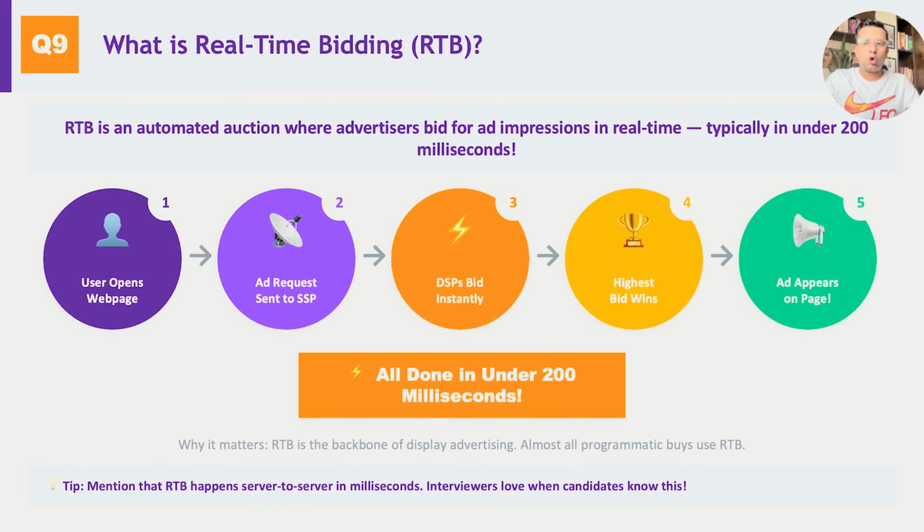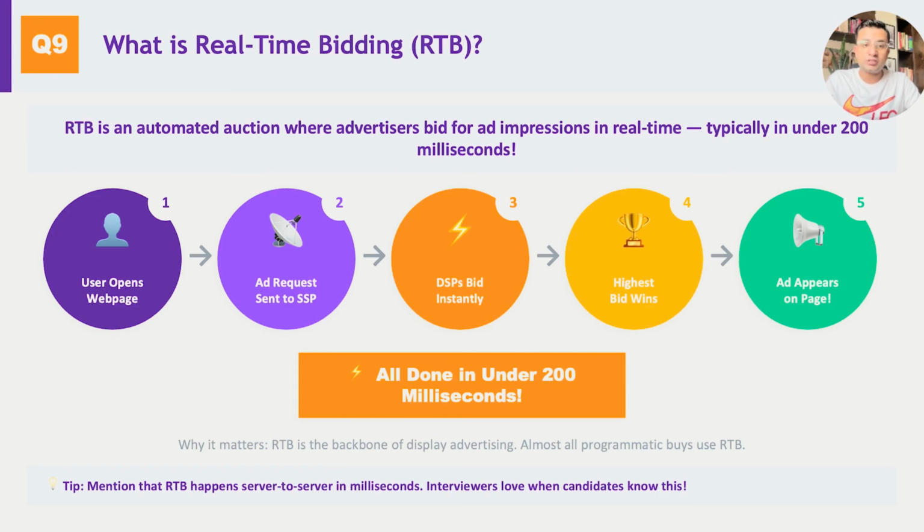Question 9. It's almost similar to the programmatic ecosystem, but the wording has changed now. Okay, they can ask you, what do you understand by real-time bidding or RTB? So you can say RTB is an automated auction where advertisers bid for an ad impression in real time. This typically happens under 200 milliseconds. And how it happens, as I already explained in slides 1 and 2, a user opens a web page, an ad request is sent to the SSP, DSPs bid instantly, the highest bidder wins the auction, and your ad appears on the page. In simple words, okay? All this is done under 200 milliseconds.